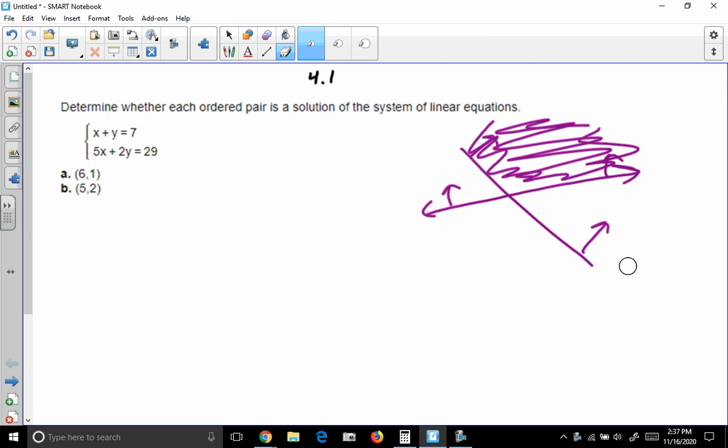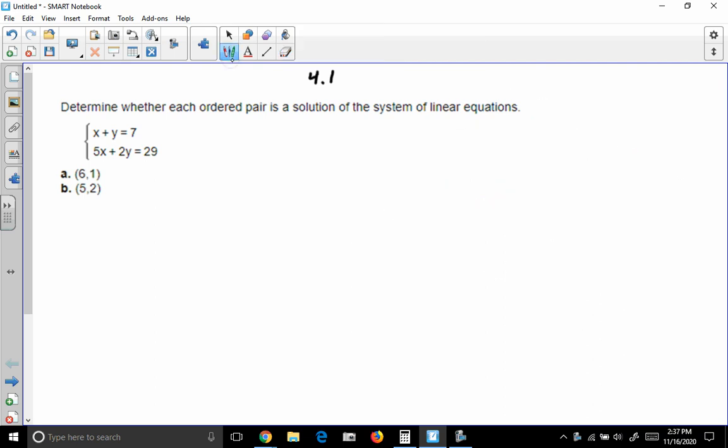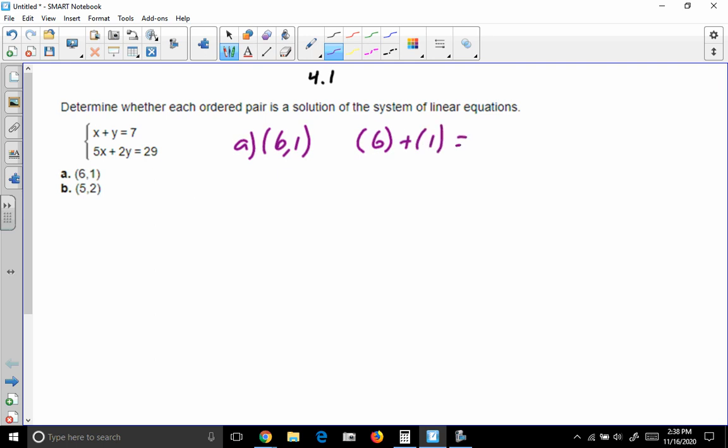Well, in this section, instead of having inequalities, we're going to have equations, and we're looking for points that satisfy both equations. So for part A, we want to see if the ordered pair (6, 1) is a solution. To be a solution, it has to work not just for one or the other, but for both. So let's check out the first one, (6, 1). We're going to take the first equation and replace x with 6 and y with 1 and see if that works.